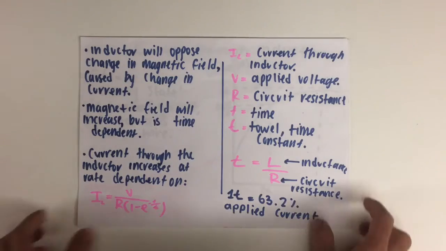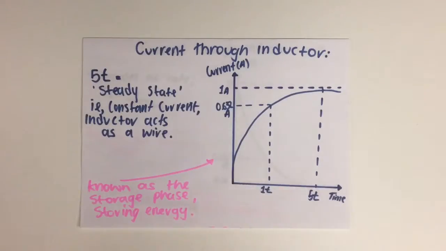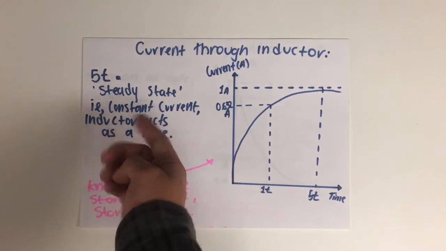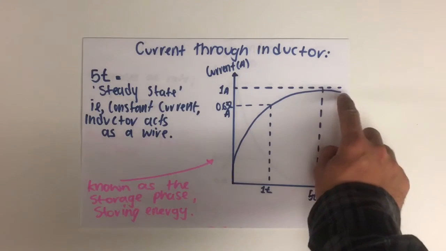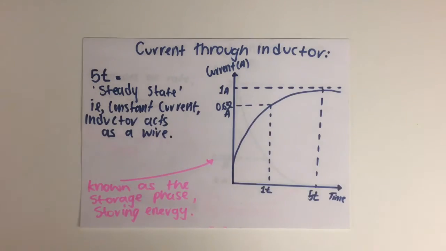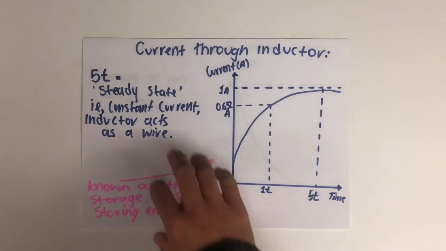circuit's resistance. The magnetic field can only increase to a certain size. At this size, the current through the inductor becomes constant. This is known as the steady state, which occurs at 5 time constants. The value of this constant current is close to that of the applied, but never actually reaches it. This is due to a small internal resistance inside the inductor.